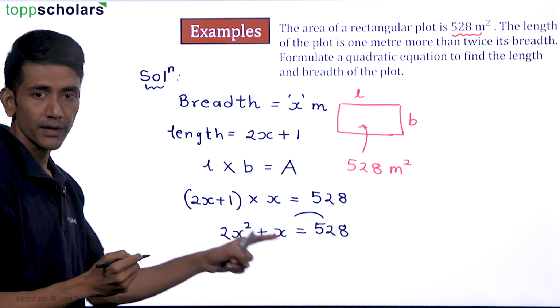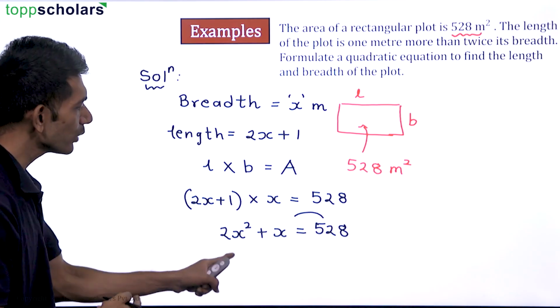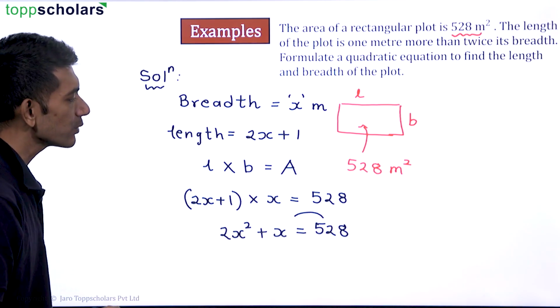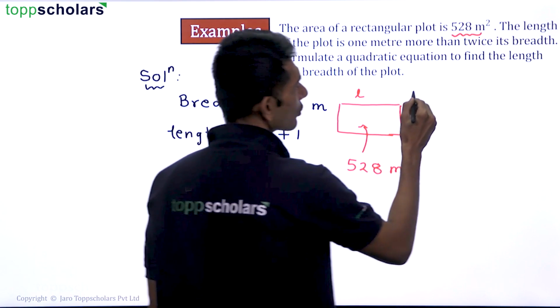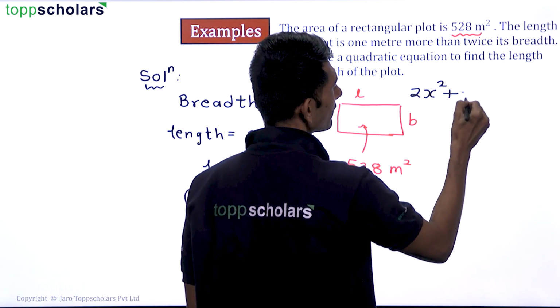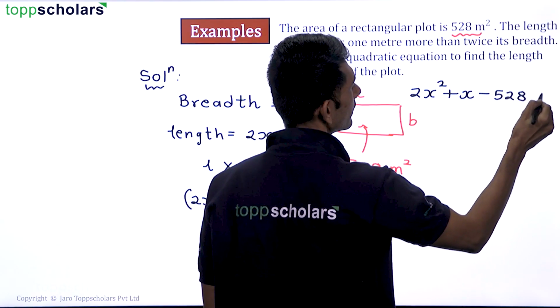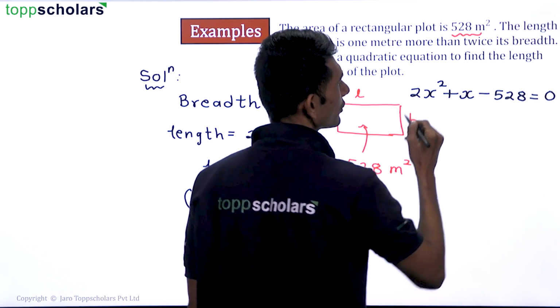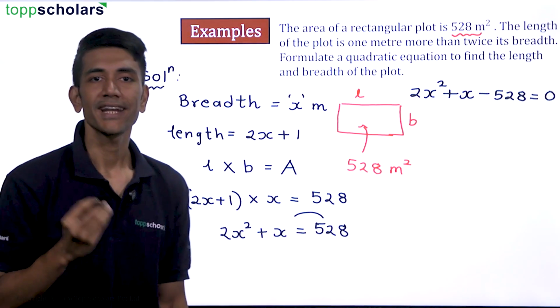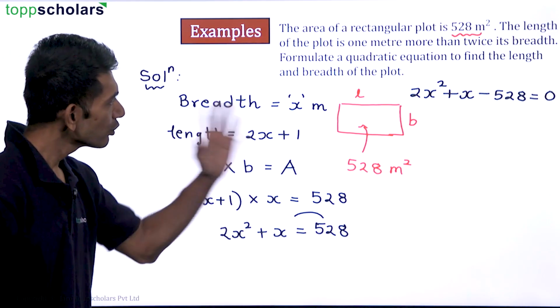Now can I transpose 528 to the left hand side? If I do that, finally I am going to get 2x square plus x minus 528 is equal to 0. So 2x square plus x minus 528 is equal to 0 is the required quadratic equation, right? So this is the required quadratic equation that we get. Okay, so let us continue now.